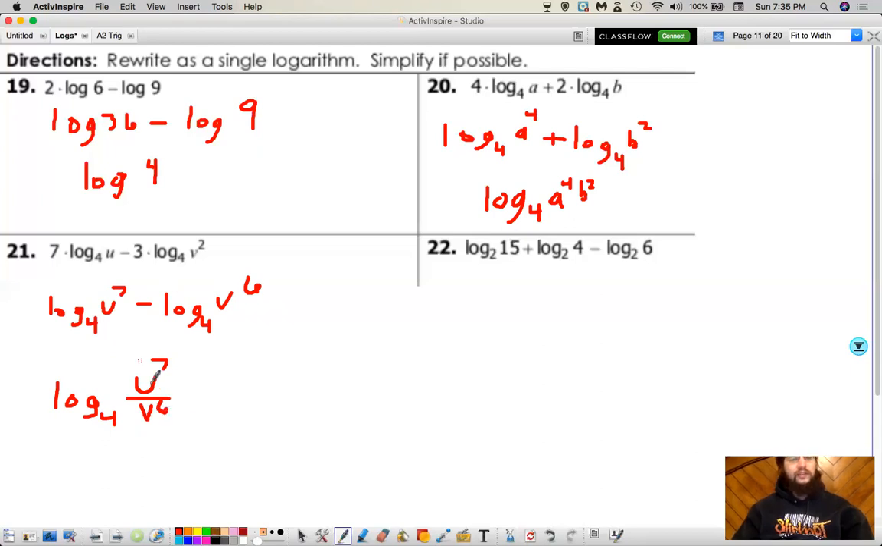I hate using u's and v's at the same time because I often get confused. It's like, oh, is that a u or a v? And then I just combine u's with v's and it's just messy. That's just me.